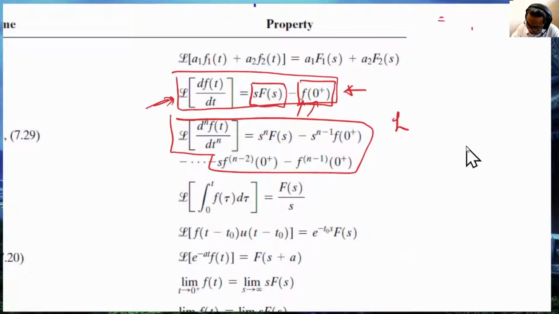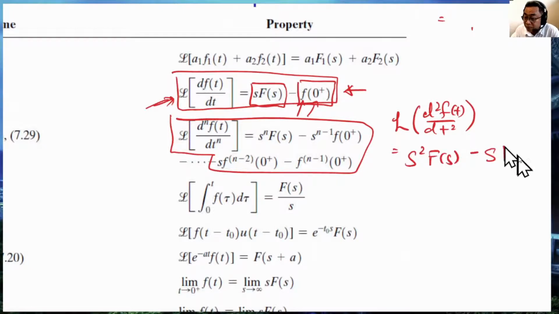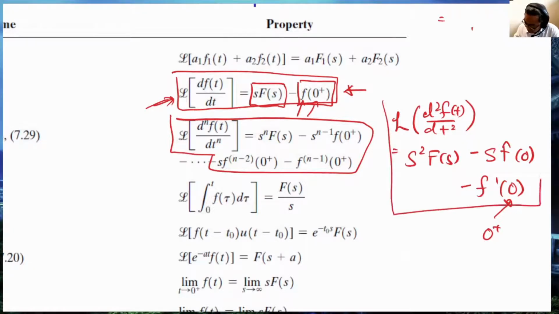So let's try the Laplace transform of d2 f(t) over dt squared, which is equal to s squared F(s) minus s f(0) minus f prime of 0. Okay, we're not very pedantic about whether it's 0 plus and things like that. It'll be clear from the question given to you. So this is the expression for the Laplace transform of a second order differential expression.